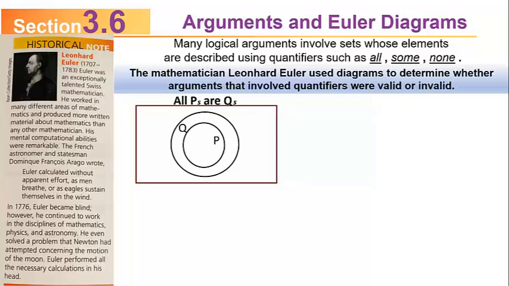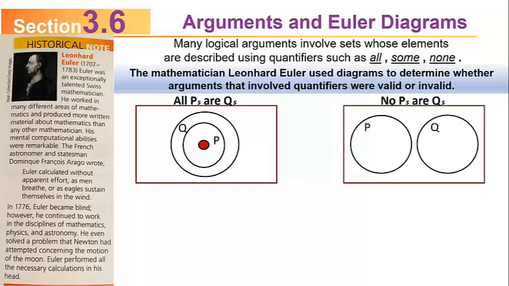The statement all P's are Q's can be illustrated by this Venn diagram where the circle P is entirely contained inside the circle Q, and that illustrates the statement that all P's are Q's. You think of this dot inside the P circle as being a representative of some general element in P, and you can see that if it's in P, it also has to be in Q. So you can see how helpful these diagrams can be.